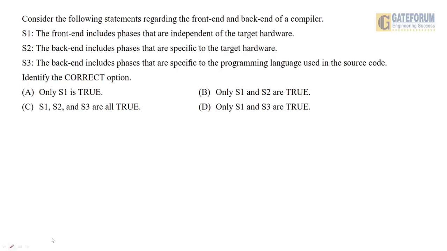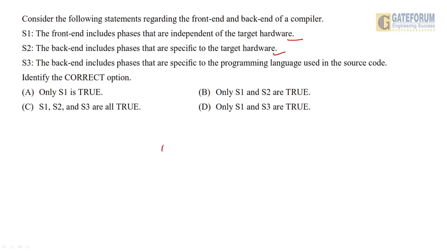So as we can see here, first statement says that front end of compiler include the phases that are independent of target hardware. Second says that the backend include the phases that specify the target hardware. Third says that the backend include the phases that are specified to programming language used in source code.